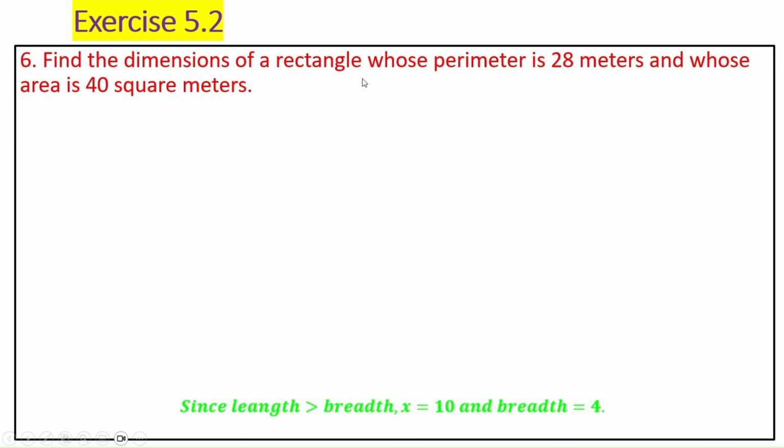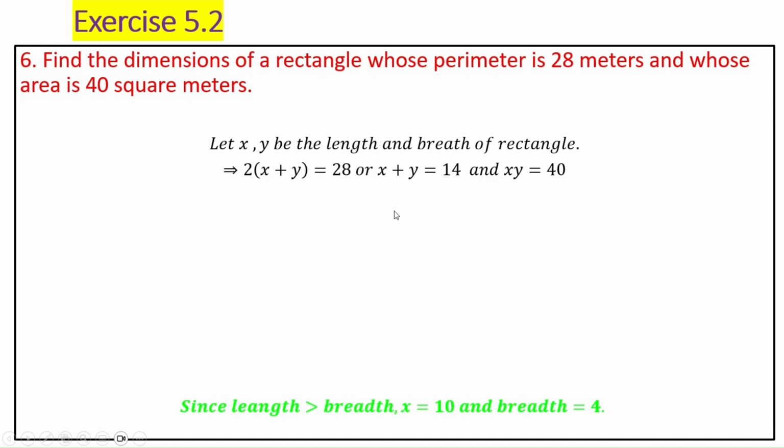Find the dimensions of the rectangle whose perimeter is 28 and the area is 40 square meters. Okay. Let x comma y be the length and breadth of the rectangle. So 2 into x plus y equal to 28. This is the perimeter given, or x plus y equal to 14. And xy, that is the area, is 40. Okay. xy equal to 40.